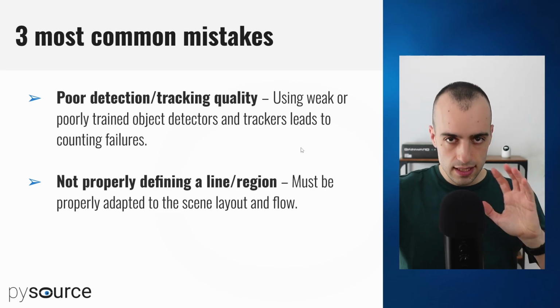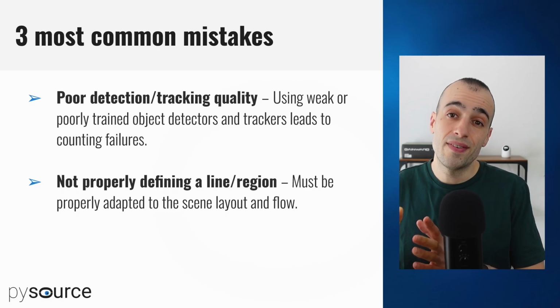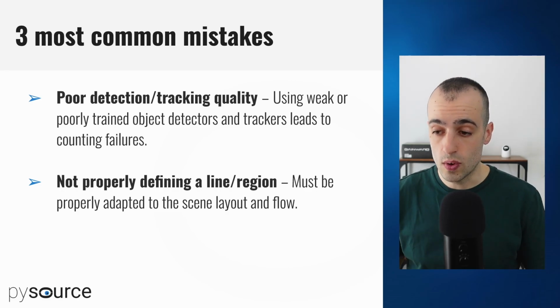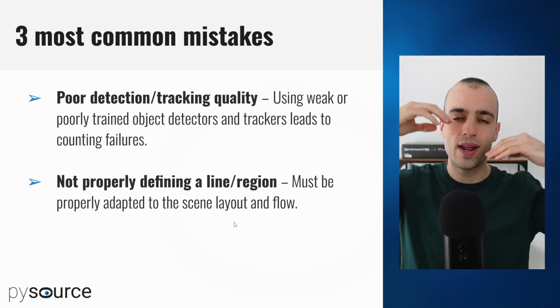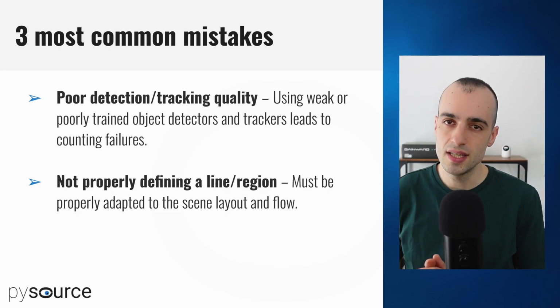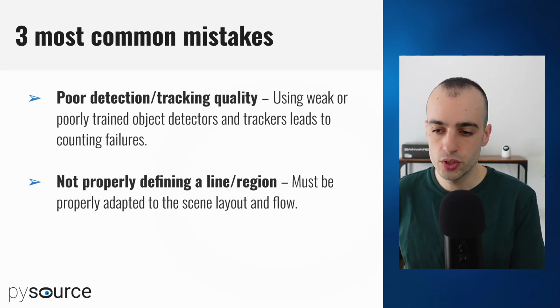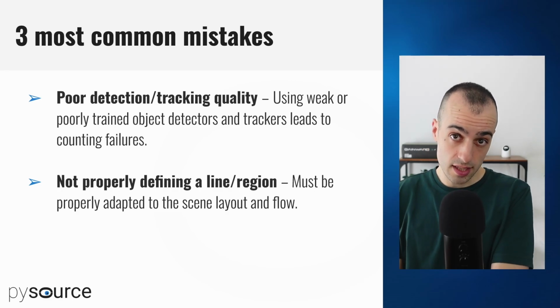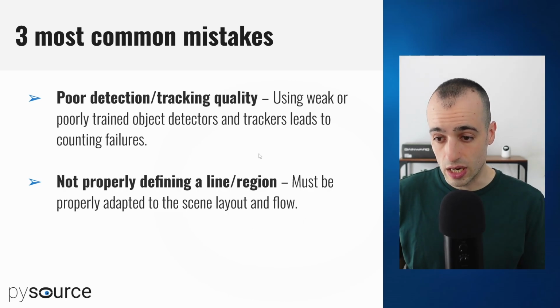If you have decent, good detection and tracking, you also need to define the region correctly. The region must not be too big or a random region in the entire scene, but you need to choose the best place and the best size where to place the region, based on the layout that you have, and also the flow that you want to track and count.